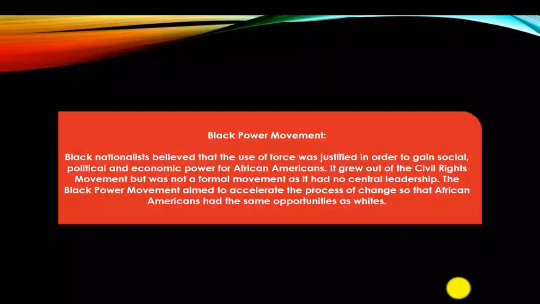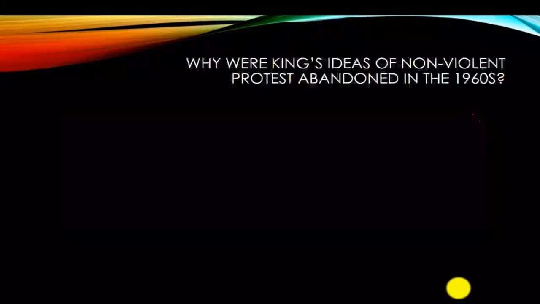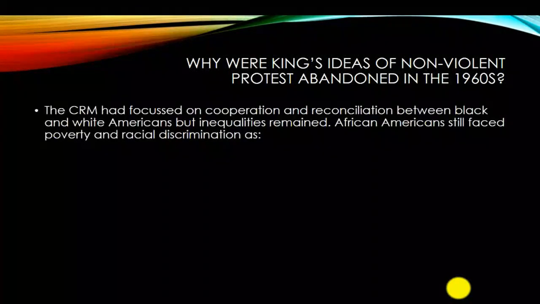Okay, so black nationalists believed that the use of force was justified in order to gain social, political, and economic power for African Americans, growing out of the civil rights movement, but not a formal movement as it had no central leadership, and the Black Power movement aimed to accelerate the process of change so that African Americans had the same opportunities as whites. Why were King's ideas of non-violent protest abandoned in the 1960s?